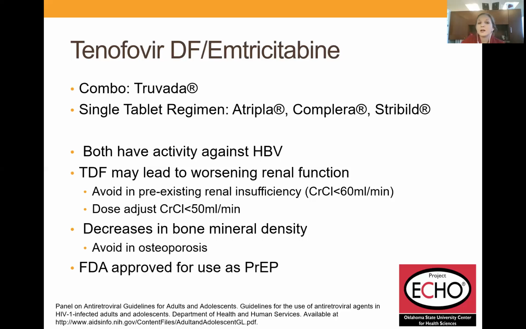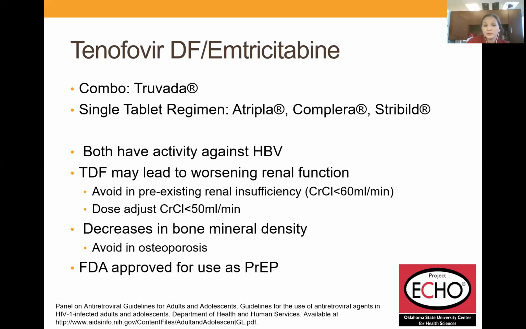The great news about tenofovir disoproxil and emtricitabine, as well as TAF and emtricitabine, is it has activity against hepatitis B in both drugs, which is important because if you're treating hepatitis B, you need both drugs to be active in an HIV positive patient for hepatitis B. Really, one of the places where TDF kind of fell out of favor, especially as TAF was developed, is it could lead to worsening renal dysfunction.